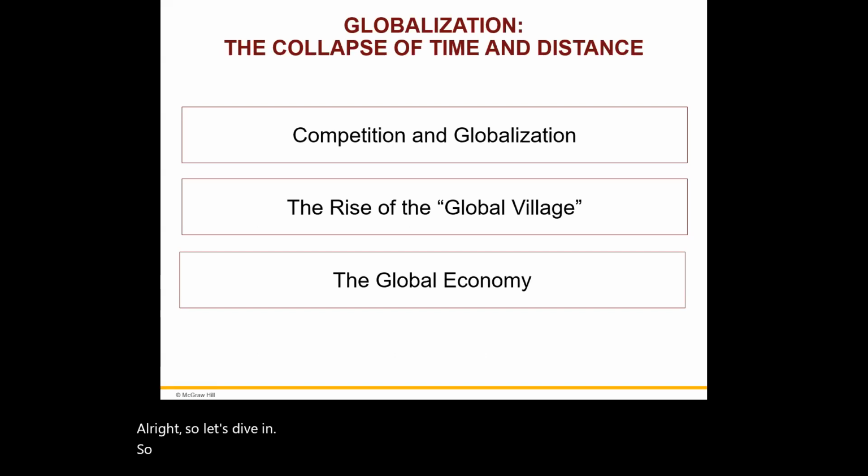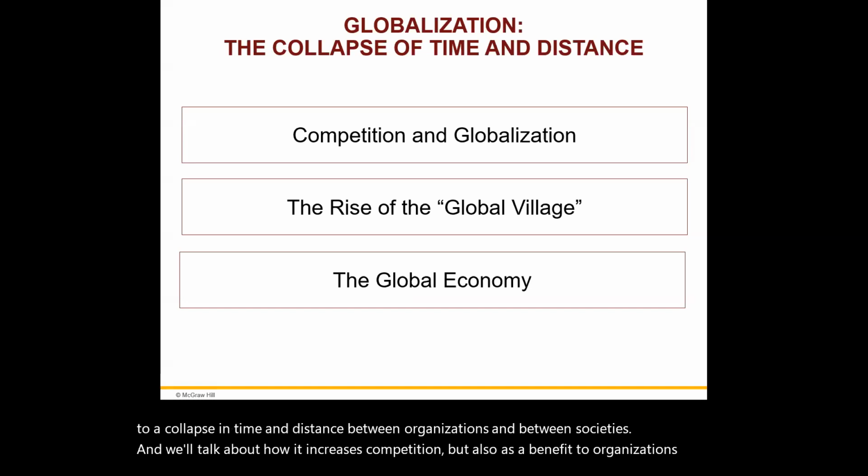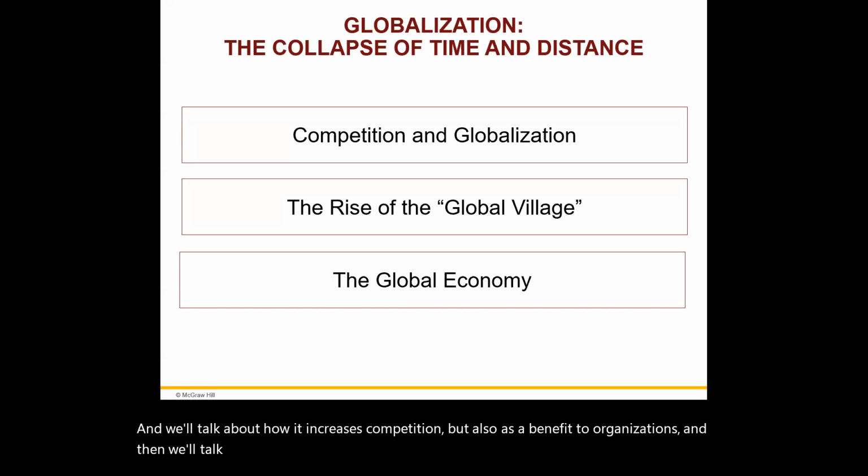First section, we'll talk about globalization. So we'll kind of define it, talk about how it has led to a collapse in time and distance between organizations and between societies. We'll talk about how it increases competition, but also is a benefit to organizations. And then we'll talk about terms such as global village and global economy.